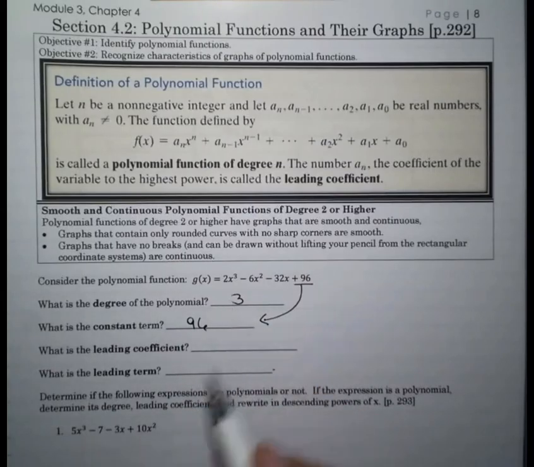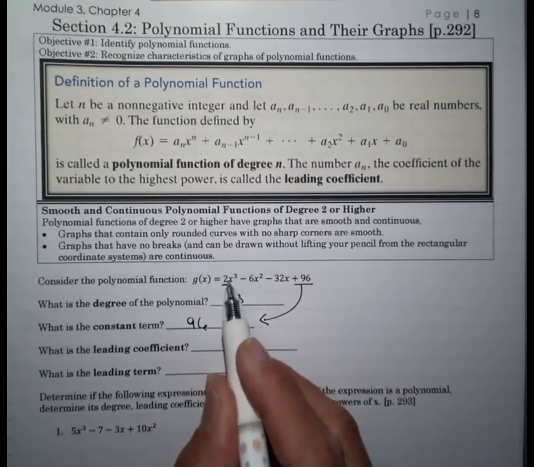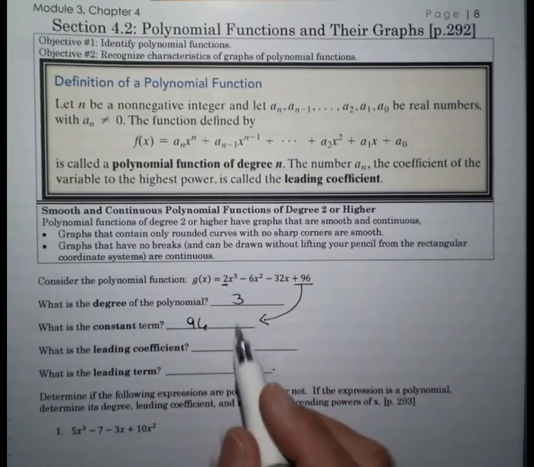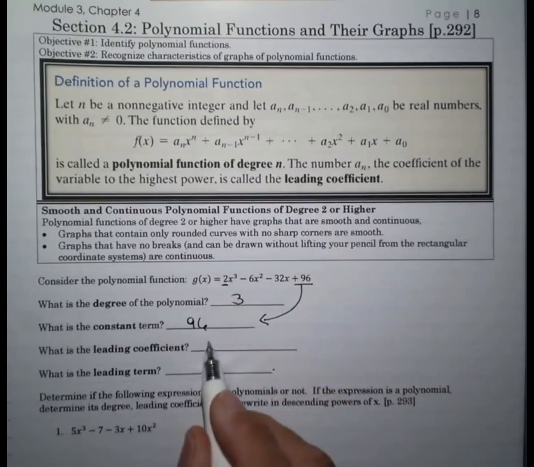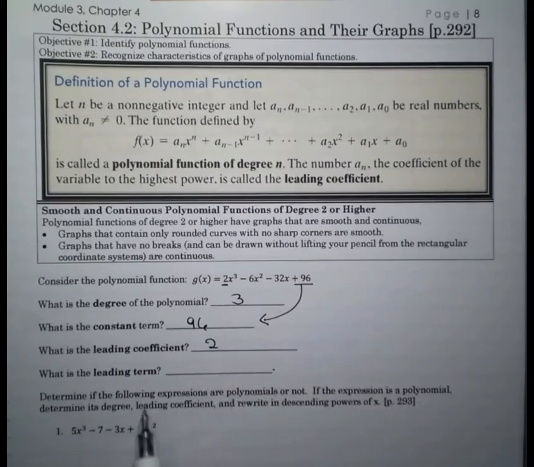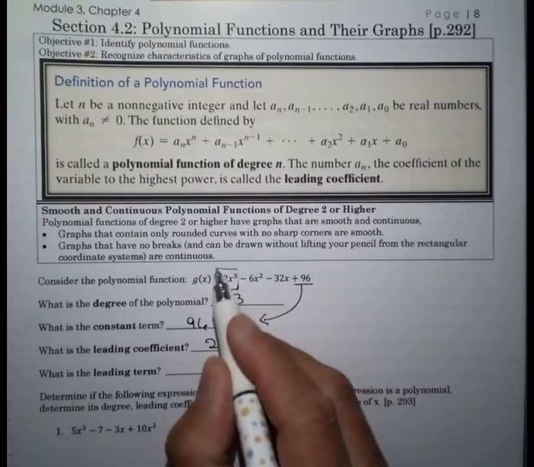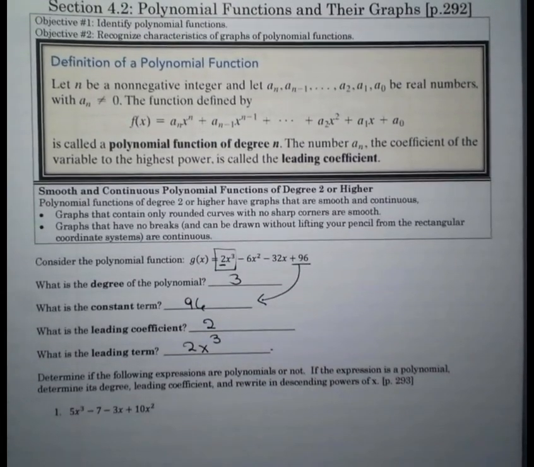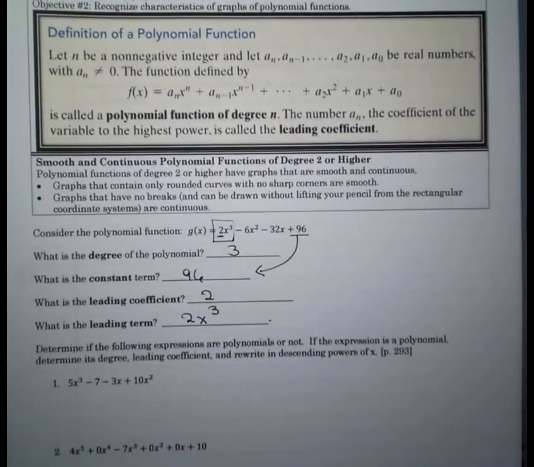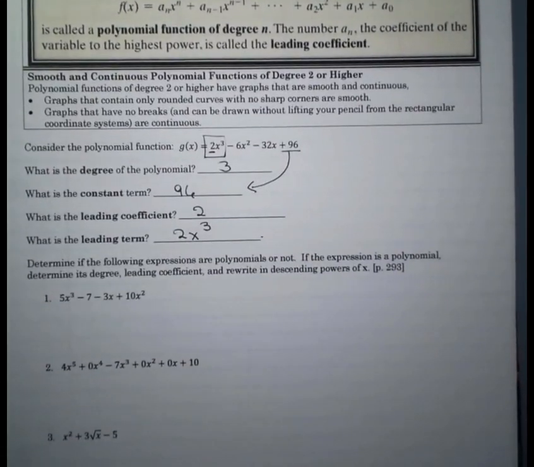Then it says, what is the leading coefficient? Well, the leading coefficient is the number that's multiplied in front, the coefficient of the leading term. So it's going to be the coefficient of the one with the largest exponent. In this case, it's going to be the number 2. And then what is the leading term? Well, the entire term would be the leading term. So we'd say that's a positive 2x cubed. Now, the rest of it is important, but those are really important features for us to pick out of every polynomial function that we find. So let's look at a couple of them and see if we can pick this out.